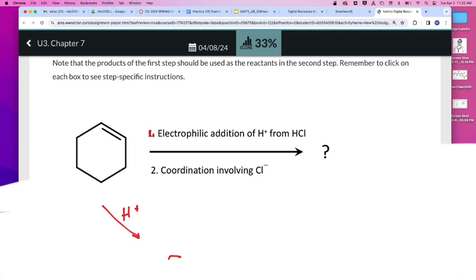Okay, so if we're going to do an electrophile addition of H plus, the most reactive thing here being what? What's the most reactive thing we see in this reaction? Right now there's two reactants. We have the cyclohexene and we have H plus. What's the most reactive? H plus. So what do we need to do to fix H plus? Why is H plus reactive? It's got no electrons. It's missing electrons, so we've got to find electrons.